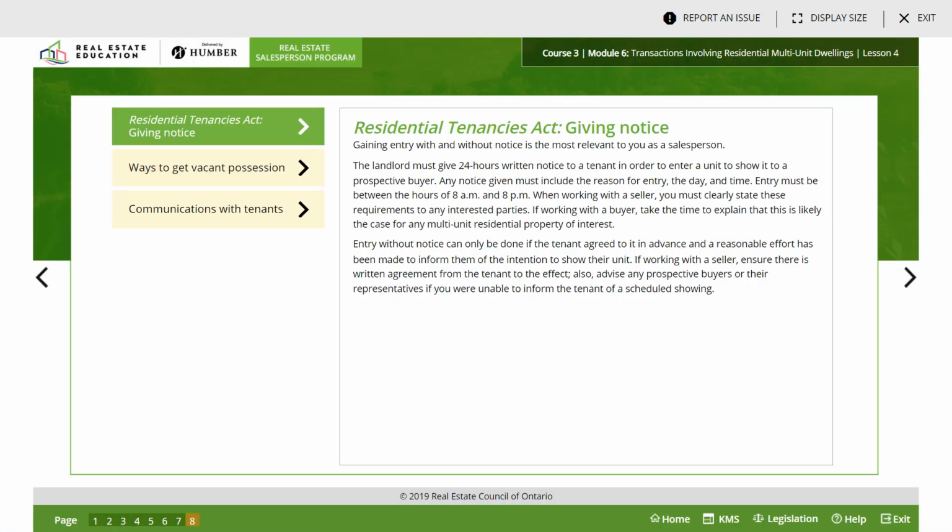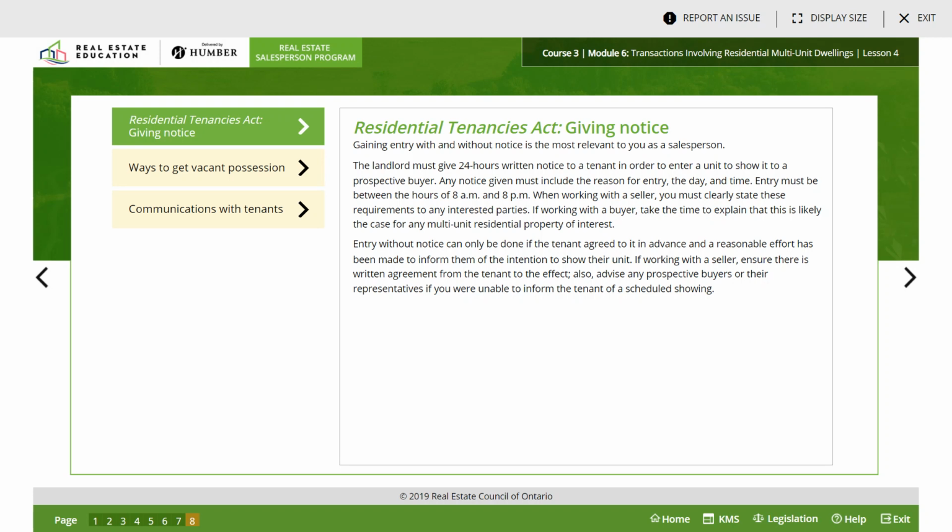So, Residential Tenancies Act giving notice. Gaining entry with and without notice is most relevant to you as a salesperson. The landlord must give 24-hour written notice to a tenant in order to enter their unit to show it to a prospective buyer. Any notice given must include the reason for entry, the day and time. Entry must be between the hours of 8 a.m. and 8 p.m. When working with a seller, you must clearly state these requirements to any interested parties.